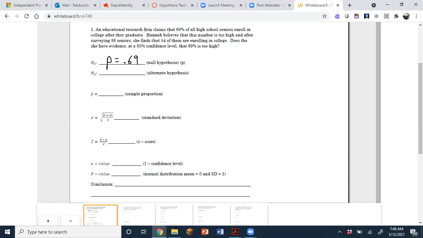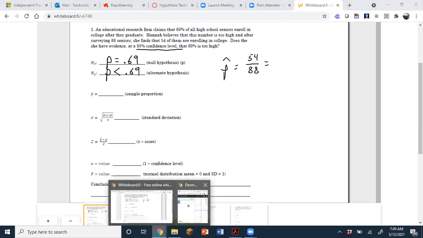Hannah believes the number is too high. After surveying 88 seniors, she finds 54 of them enrolled in college. Does her evidence at a 95% confidence level show that 69% is too high? So she believes that P is less than 0.69. P hat just comes from her information. She found out that 54 out of 88 seniors plan on enrolling in college.